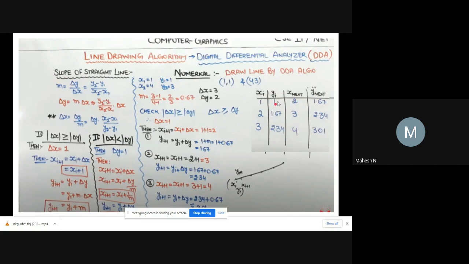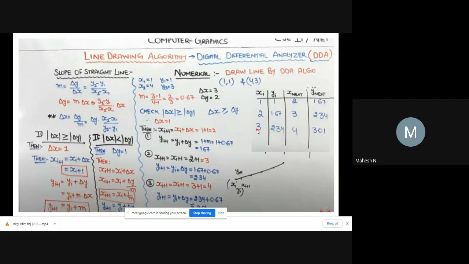Coming to y next, what is it? yi plus 1 is equal to yi plus m. M is 0.67 and yi is 1, so 1 plus 0.67 is 1.67. Now I am at 2 comma 1.67. What is my next point? It is 3, and 1.67 plus 0.67 turns out to be 2.34. Now I am at 3 comma 2.34.